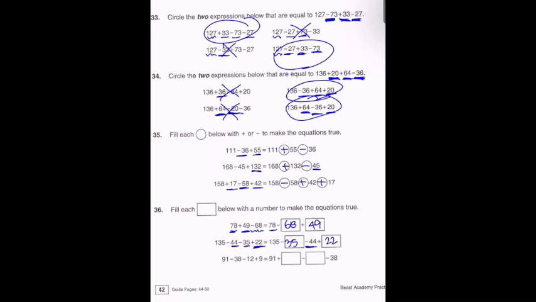And for the last row, we already said we're subtracting 38. So the other number that's being subtracted is 12. So that's going to come after the negative sign. And then the number that we're going to add is 9. So that comes after the plus sign.